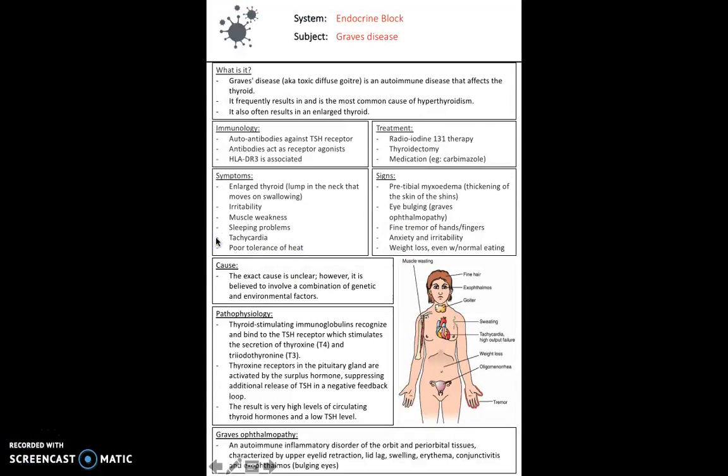The exact cause of Graves' disease essentially is unclear. However, we believe it to be a combination of both genetic and environmental factors resulting in autoantibodies against the TSH receptor. In terms of the pathophysiology, the thyroid-stimulating immunoglobulins recognise and bind to that TSH receptor, and as a result release T4 and T3. So we're getting excess T4 and T3, and of course this is a primary problem going on here because it's a problem with the thyroid.